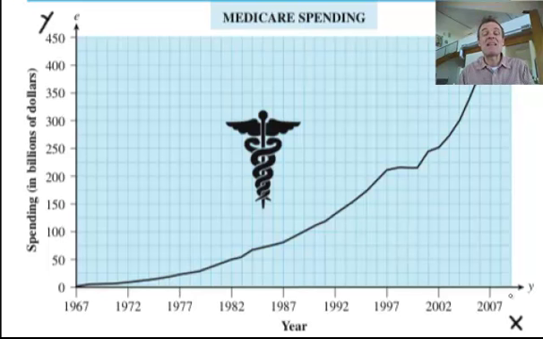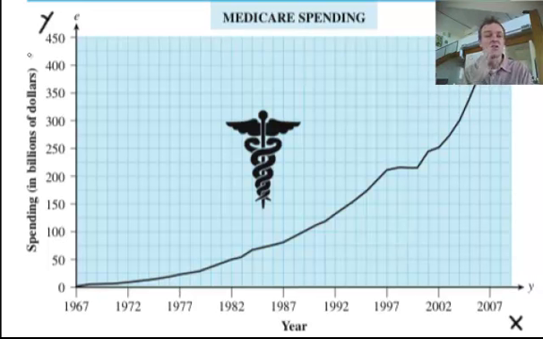Okay, here's a graph on Medicare spending. Now I've just added these little X and Y's here, because I always think of this horizontal axis as the X-axis, the vertical axis as the Y-axis. So now, hopefully you can see that spending is increasing as years go by. Now the years, the X-axis, remember that's the important thing, that's the input variable.